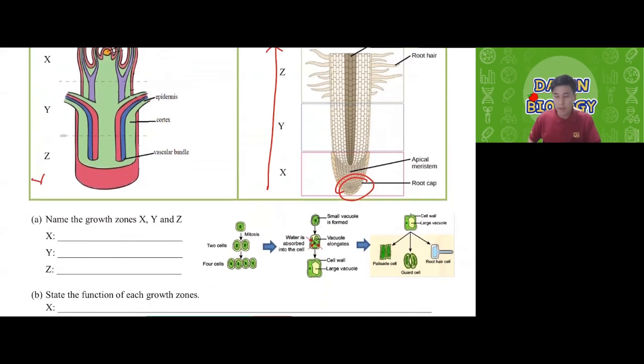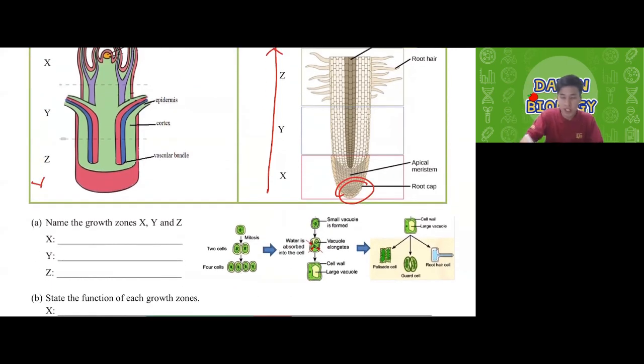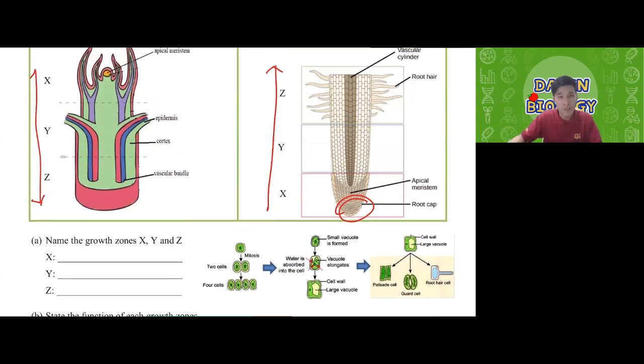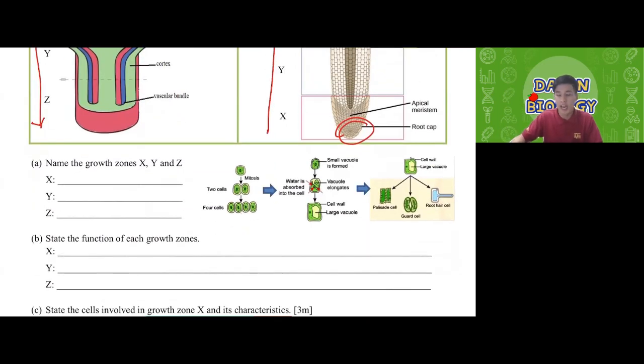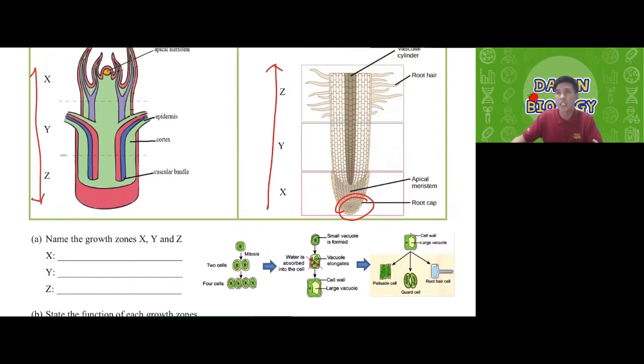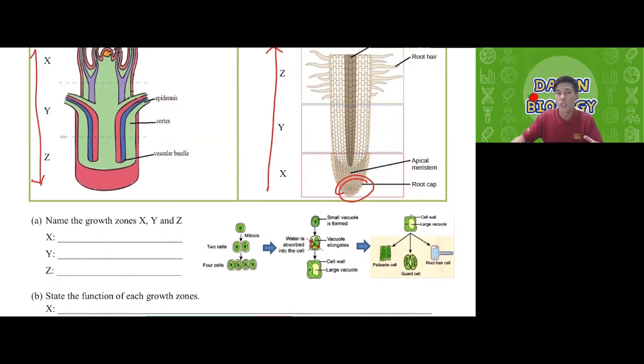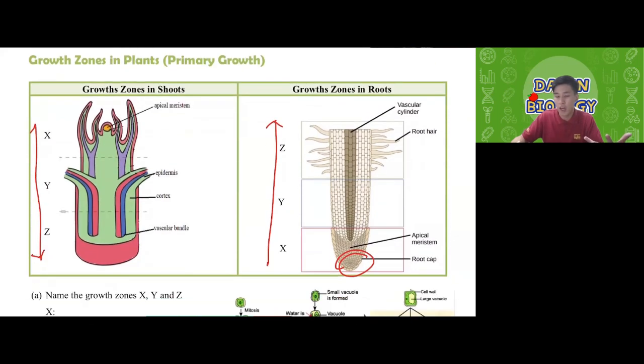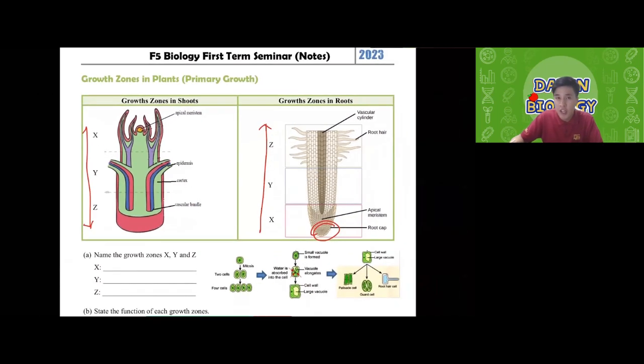My notes here, I put in question form, so instead of me just highlighting everything, we get to write together. It can be easier for us to revise and remember. Number one, name the growth zones X, Y, Z. Those who just came in, please go to page four. If you have the notes already, page four. If you don't have them, try to write down with me. If you write, you can remember. If you just stare at me, you cannot remember anything. Please write down together.